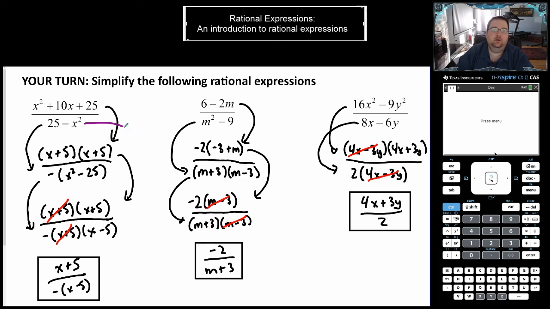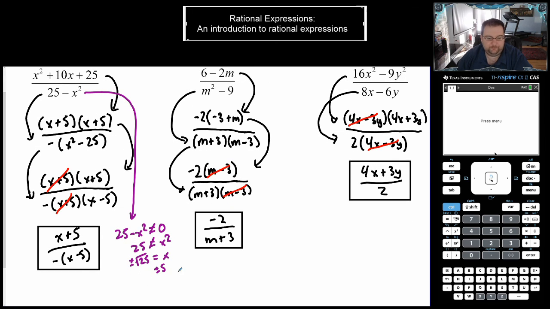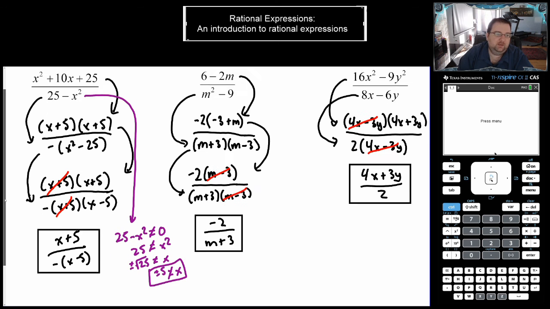They should come from your original expression. So what you should have done is had 25 minus x squared cannot be equal to 0. And then simplify. So then 25 cannot equal x squared, and therefore x cannot equal plus or minus root 25, which is plus or minus 5. So it wasn't just that x can't equal 5, but it also can't equal -5.